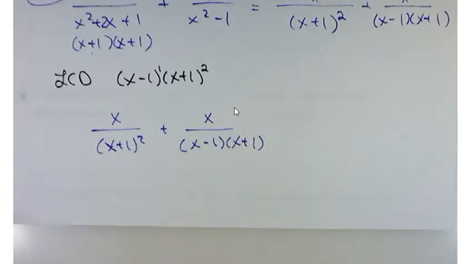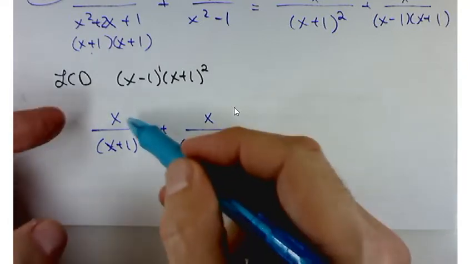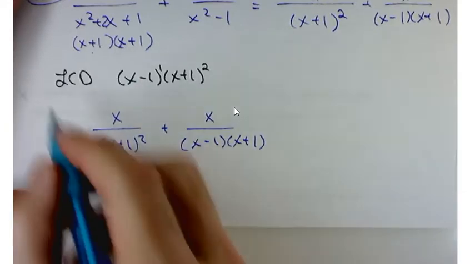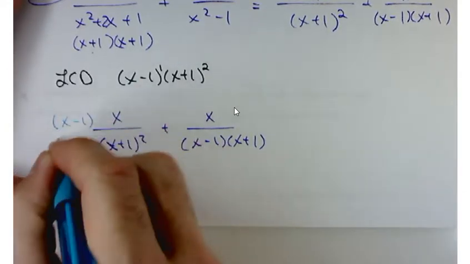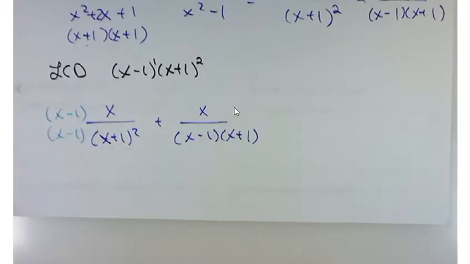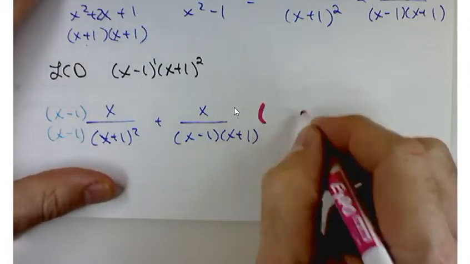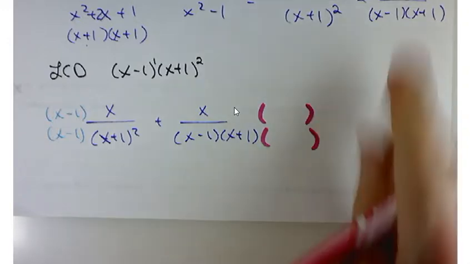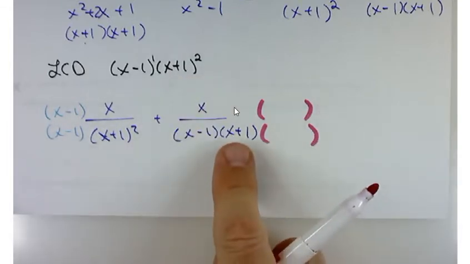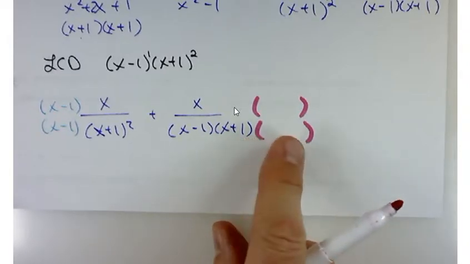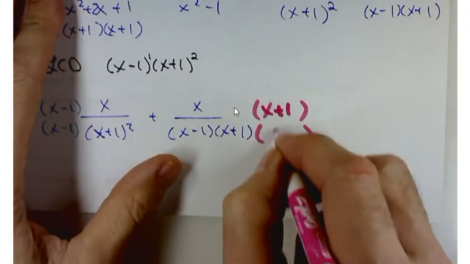So let's look at each of these and figure out, well, what am I missing so that this would be the LCD? All right, so I'm missing x minus 1 from both the numerator and denominator. So I'll multiply by x minus 1 over x minus 1. How about over here? What am I missing with this one? Well, I need an x plus 1 squared. I've got one x plus 1 term, so how many more x plus 1 terms do I need? 1. So it'll just be x plus 1 over x plus 1.